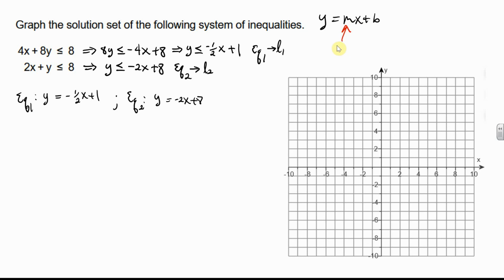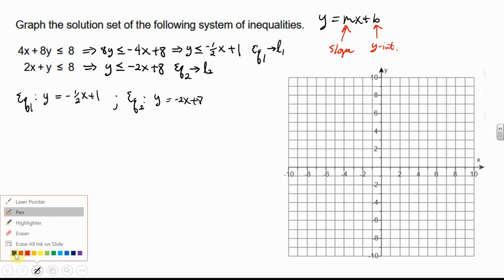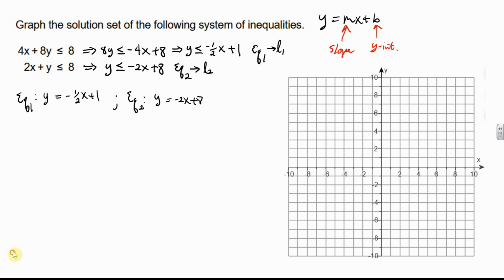You remember that number m is the slope. That number out there by itself is the y-intercept. So we can graph just based on that concept, and for equation 1, my y-intercept is 1. So I'll put a dot here on 1 on the y-axis. The slope is negative 1/2.